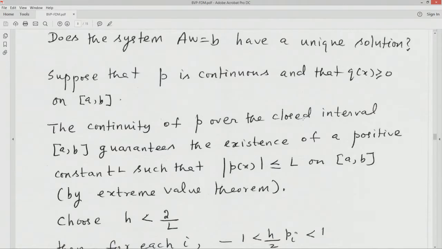Before that, we need to answer a question. What is that? What can you say about the solution of the system? Is the solution a unique solution? Yes, under certain conditions we can show that the system possesses a unique solution. So, let us look into all those conditions.